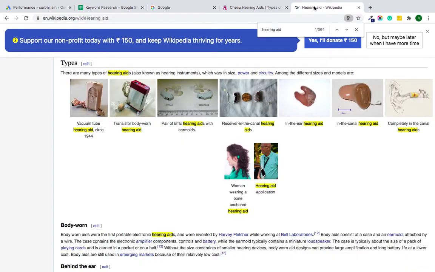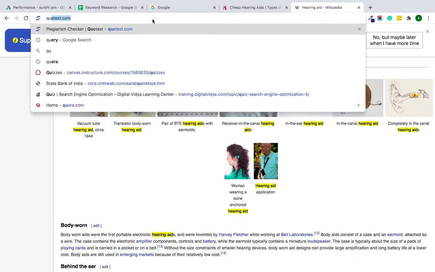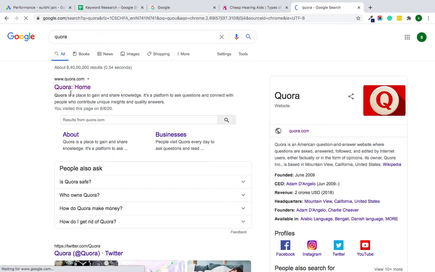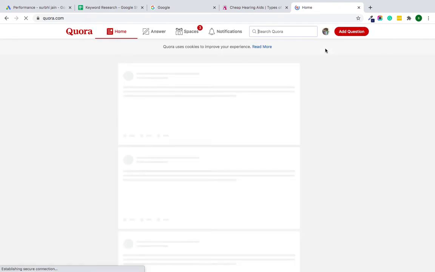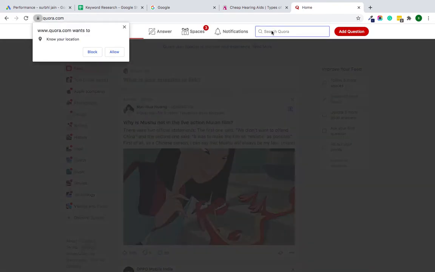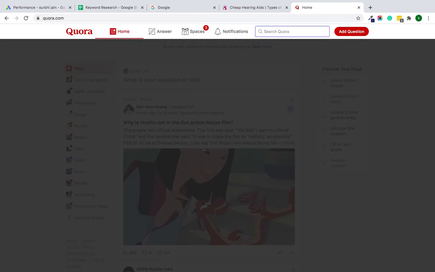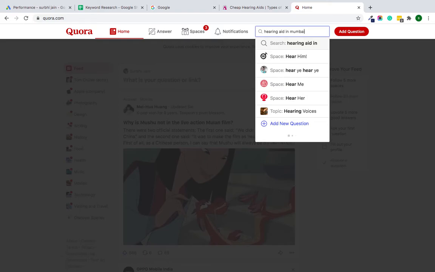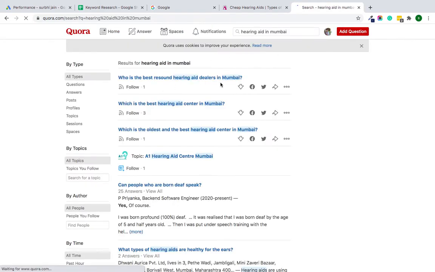I can also go to Quora or Reddit. I'll use Quora here. Reddit is common in the USA, and on Quora you'll find a lot of forums and questions about what people ask, and these are genuine questions. So here also I'm checking with hearing aid in Mumbai. Let's see if there are some good questions.